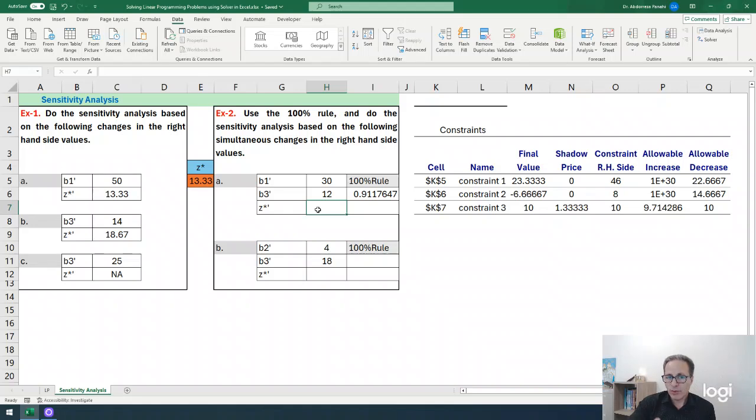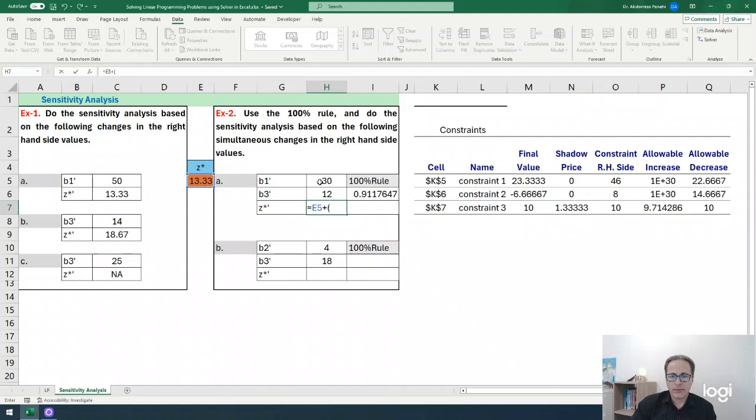Now, if we have more than one change, we should add the changes. But in our problem, since the shadow price for B1 is 0, it's going to have no effect on the final answer. But still, we write it. We say equal to the original value plus the change in B1.